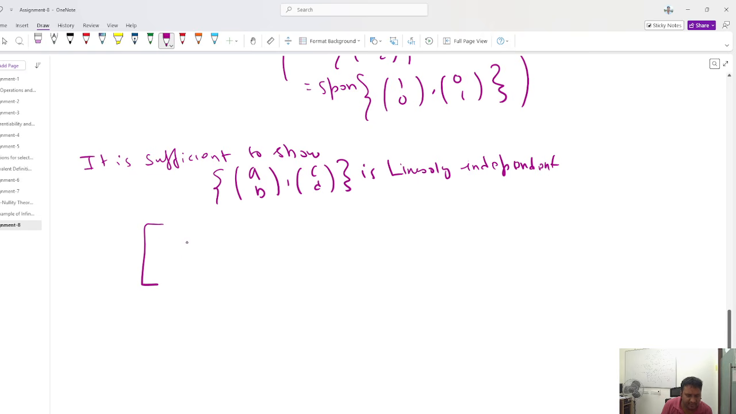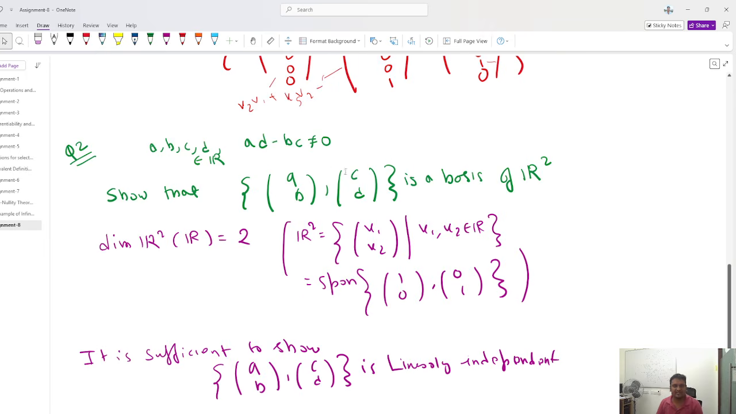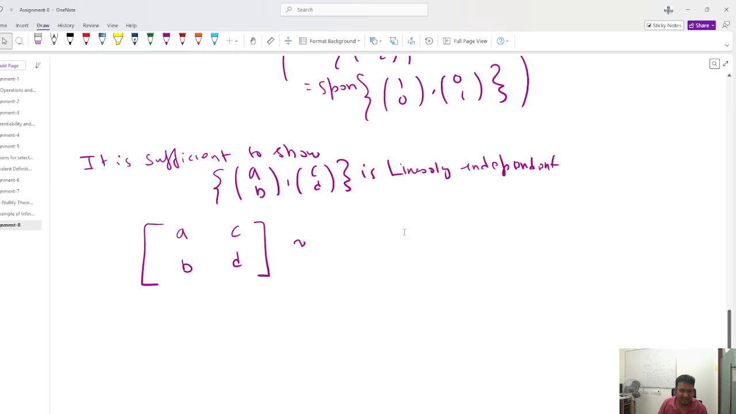So how do we show something is linearly independent? We always write it column-wise, and then we apply some row operations. See, the row operation should be something like this. AD minus BC should come there, right? So if I apply R2 changes to something like that, let's try to make this B zero, okay? So R2, by the way, there is a catch. Let me do that first observation.